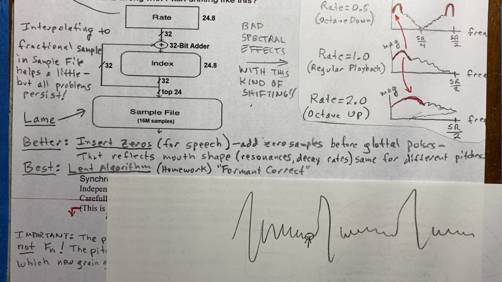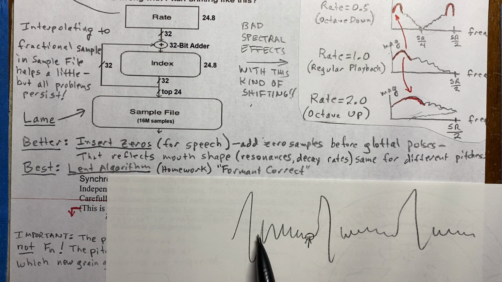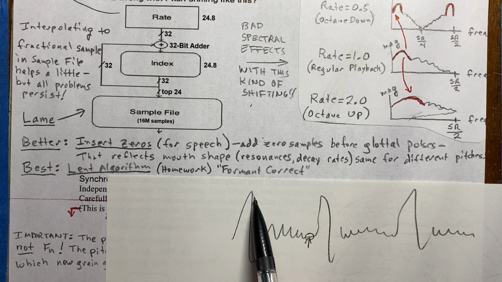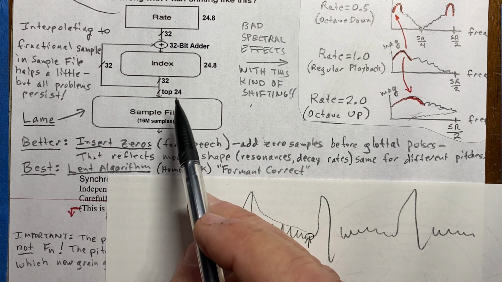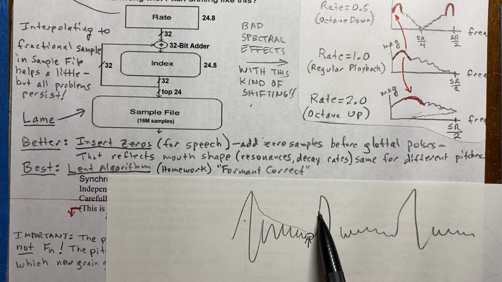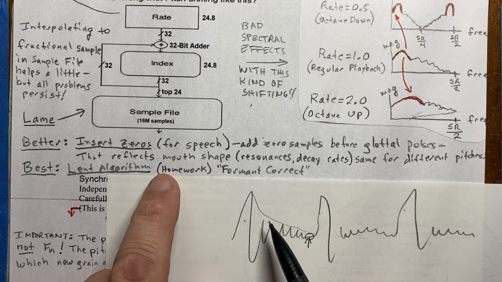correct. Why is that? Well, if you were to step through this at different rates, all these little wiggles would stretch out. If you're going to step through it slower to go down in pitch, all these little wiggles would stretch out. This decay rate here would be slower if you just step through a samples file slower, like the lame method up there. But if you insert zeros, this decay rate and all these little wiggles are still the same speed. It's just how often the glottal pulses come. That's what changes.